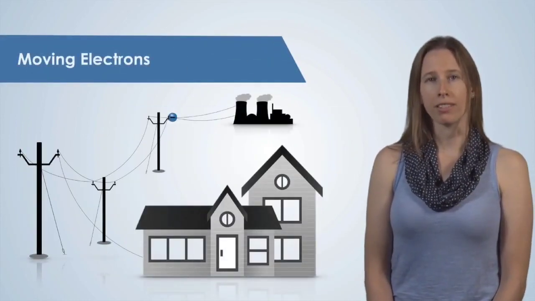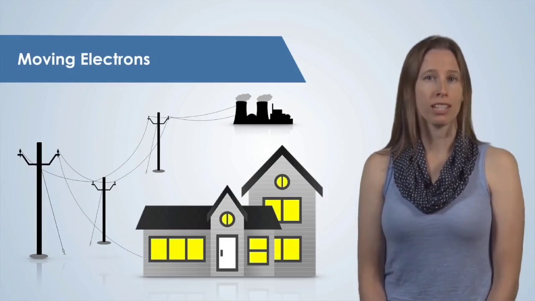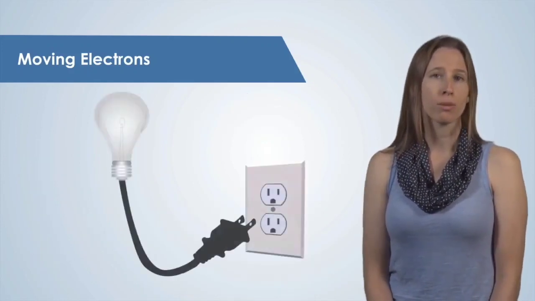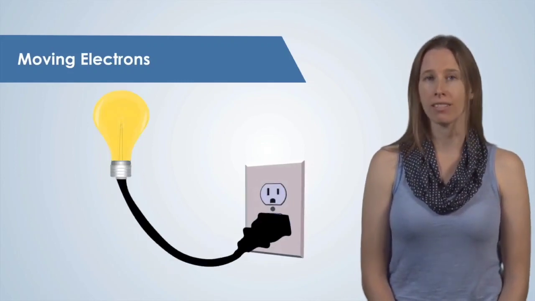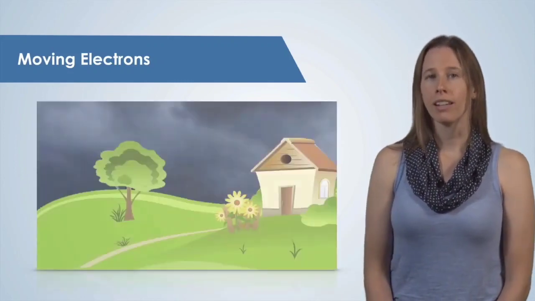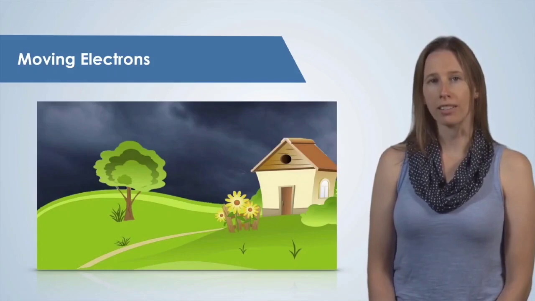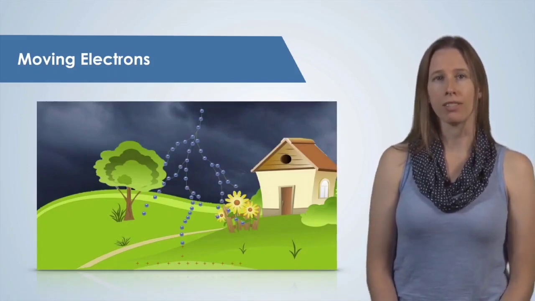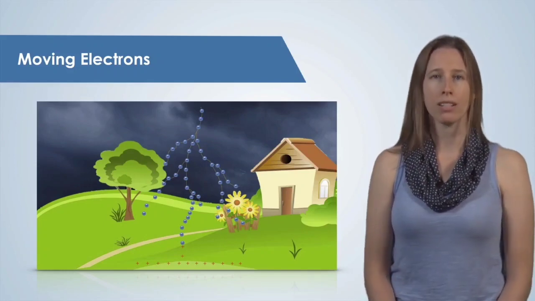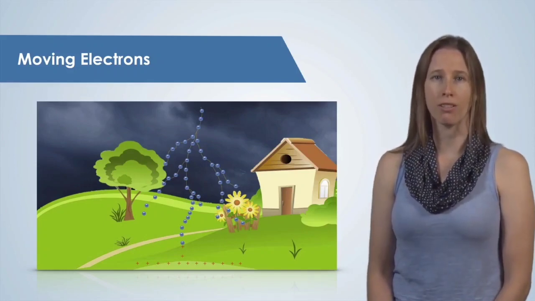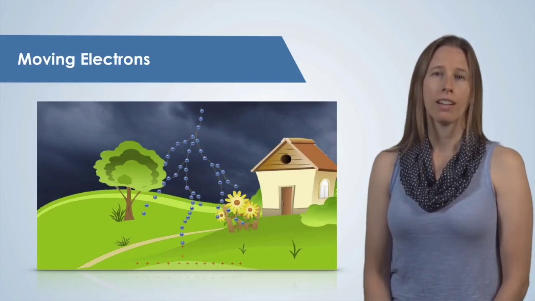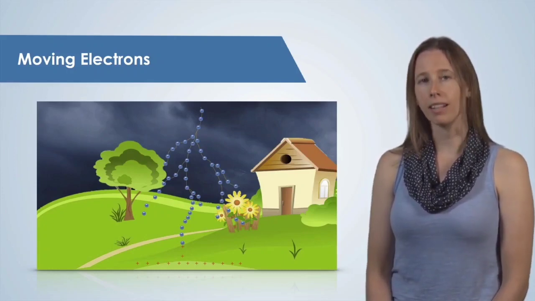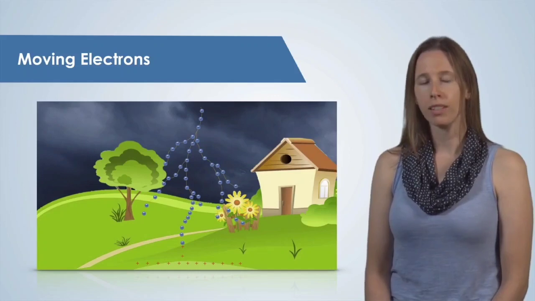Electrons can move through wires. For example, when electricity comes into your house from a power station, or when electricity travels from an outlet to a light bulb. Electrons can also travel through air. An example of this is lightning. Lightning is the result of electrons moving between a cloud and the ground as a result of a voltage. Electrons can also move through vacuum, and this is what happens in an electron microscope.